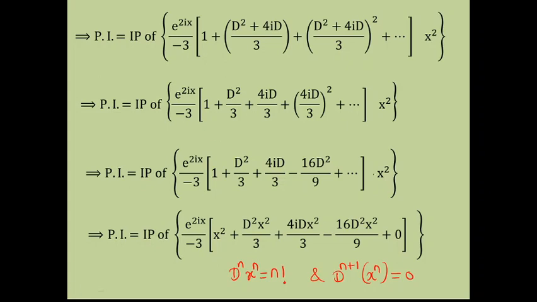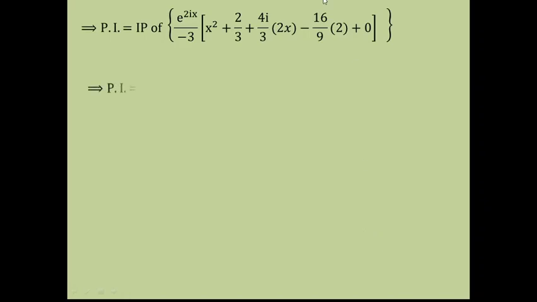So it is 1 operating on x square is x square, plus D square x square by 3 operating on each term and using this result. So we are left with the simplification like this. Okay. Now multiplying each term after simplification with e power 2ix by minus 3.